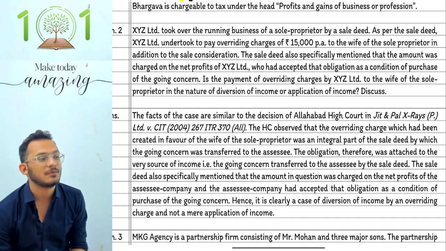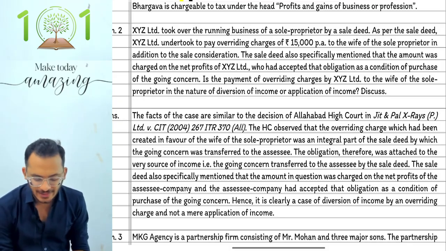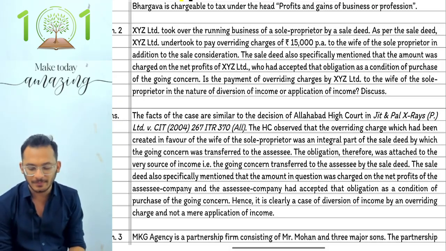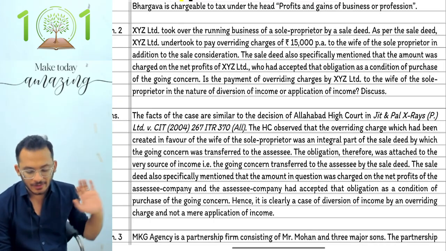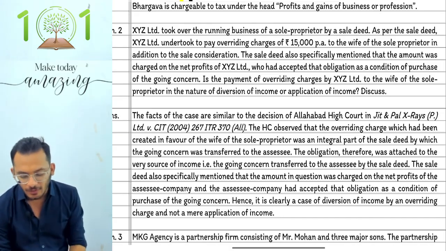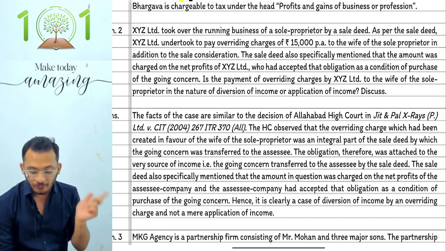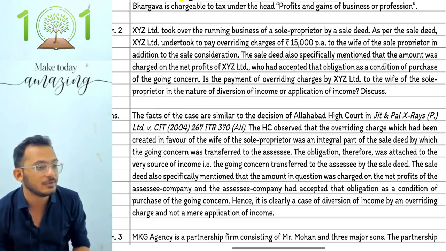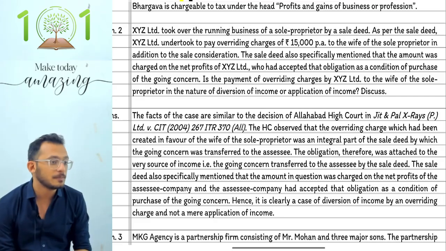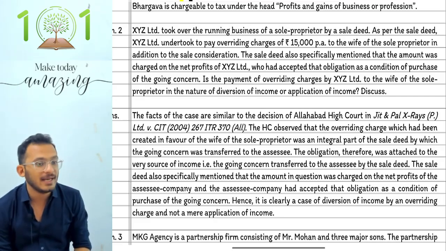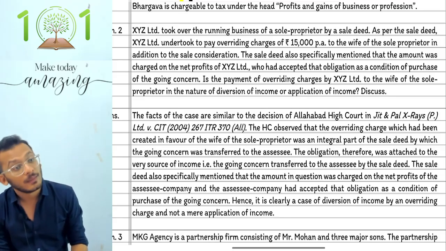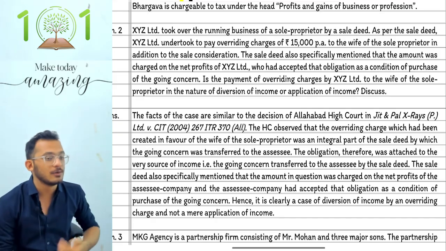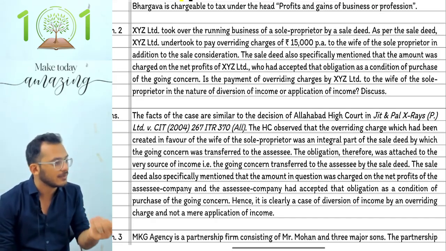What is the answer? Question says XYZ Limited has taken over the running business of a sole proprietor by a sale deed. As per the sale deed, XYZ Limited undertook to pay overriding charges of 15,000 per annum to the wife of the sole proprietor in addition to the sale consideration. Who has to pay? The company has to pay to the wife of the sole proprietor. Who made that decision? The sole proprietor would have made the decision. The company receiving the money does not have control itself.